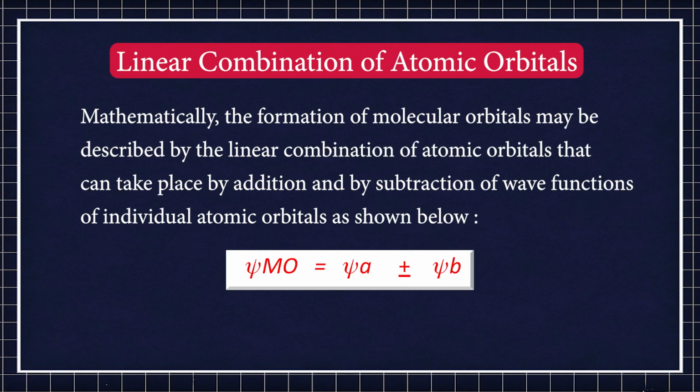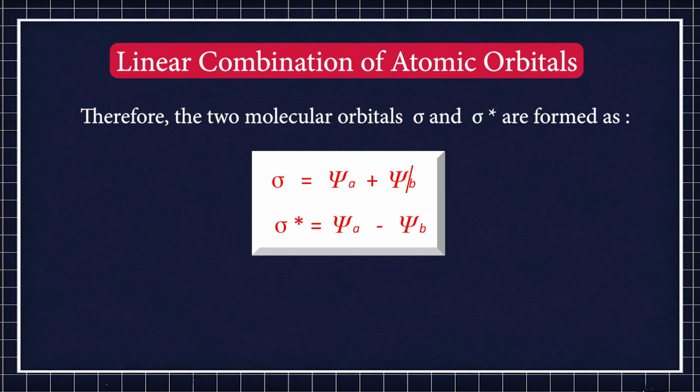Dear students, mathematically the formation of molecular orbitals may be described by the linear combination of atomic orbitals that can take place by addition and by subtraction of wave functions of individual atomic orbitals as shown, that is psi MO is equivalent to psi A plus minus psi B. Therefore, the two molecular orbitals sigma and sigma star are formed as sigma is equivalent to psi A plus psi B and sigma star is equivalent to psi A minus psi B.